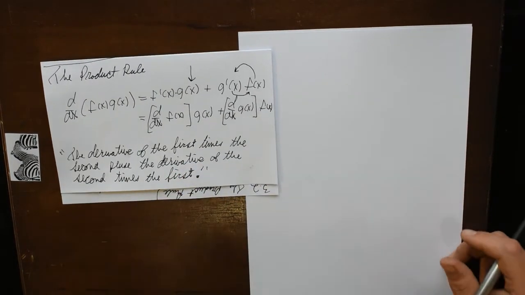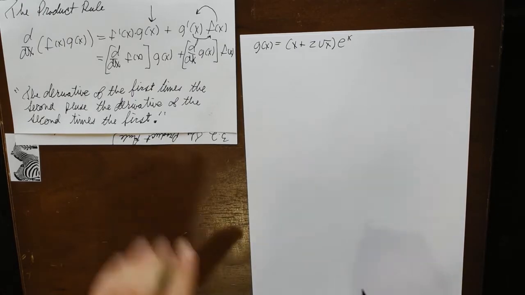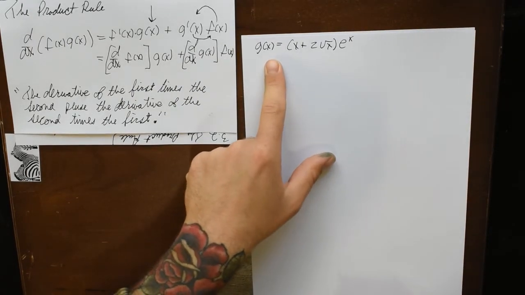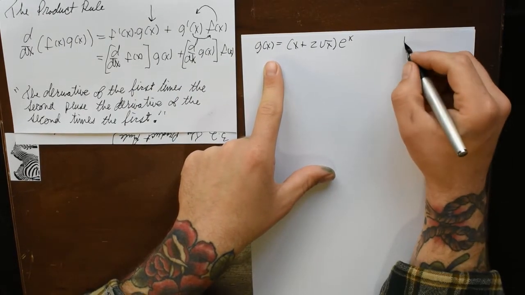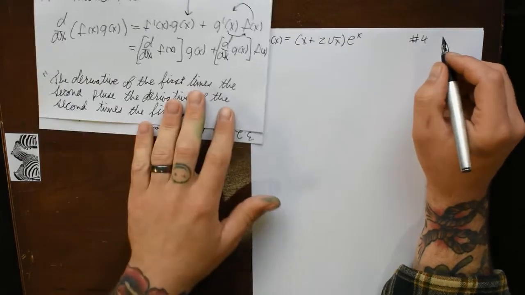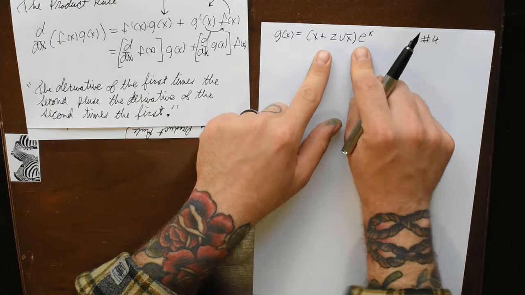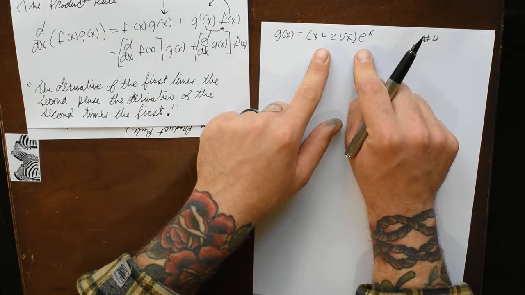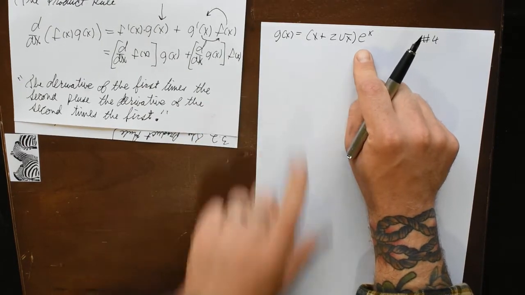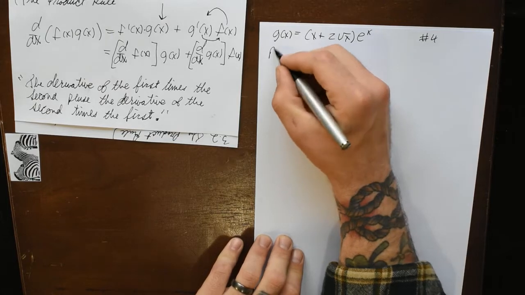Cool, so one more example. This is actually problem 4 out of the homework section. We want to calculate the derivative of a product. Good thing there's a rule we can use to help calculate the derivative of a product. We'll use the product rule.